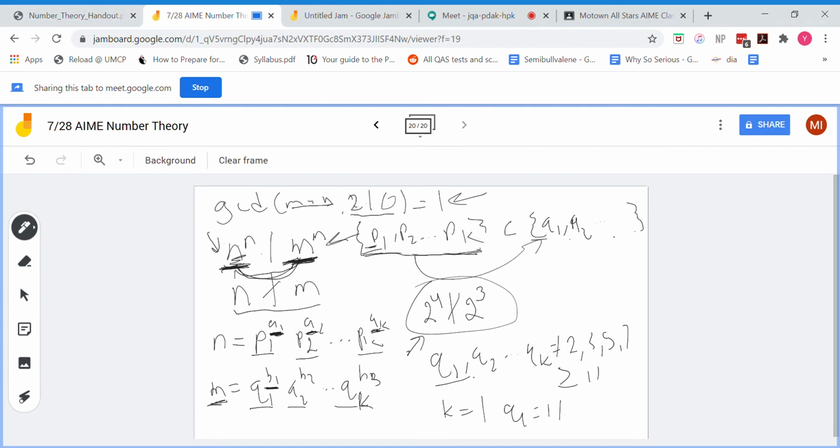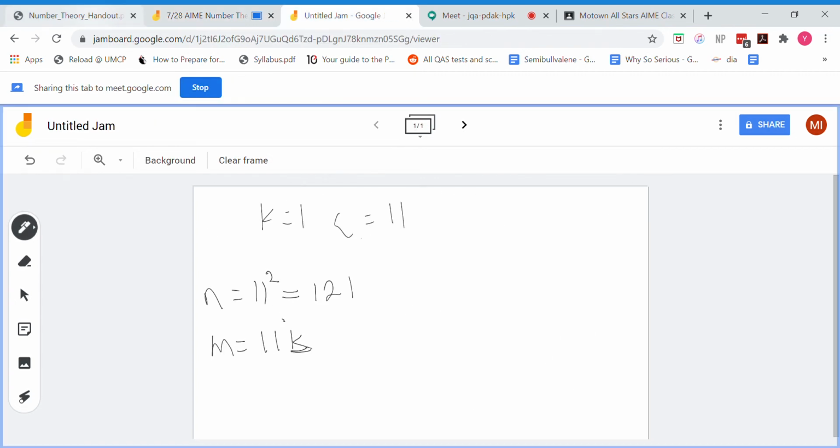Alright. And so that means that P1 through Pk cannot be 2, 3, 5, or 7. Right? And so we're starting with k equals 1 and P1 equals 11. Okay, there we go. Let's go back to the other Jamboard.